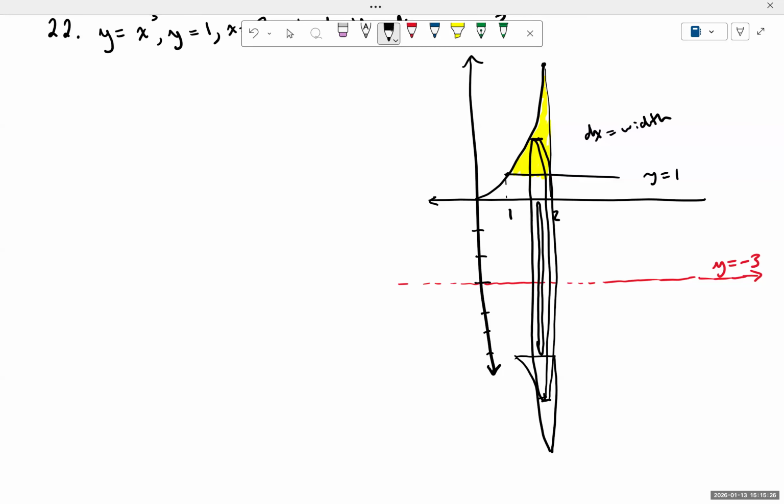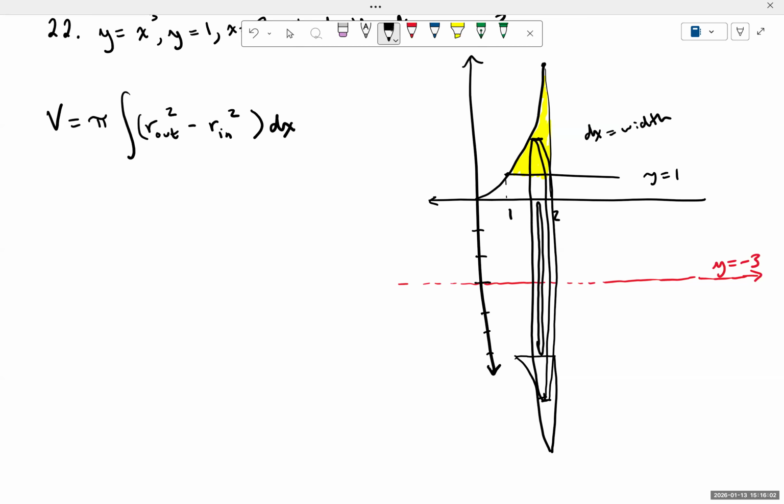Okay, so the idea with these, that's the first thing, right? We are going around the line y equals -3. That's our axis. So parallel to the axis of rotation is the width of our washer, so that's in x. So basically the idea is the same as we had before. We're going to do the outer radius squared minus the inner radius squared times the height of our washer, which in this case is dx.